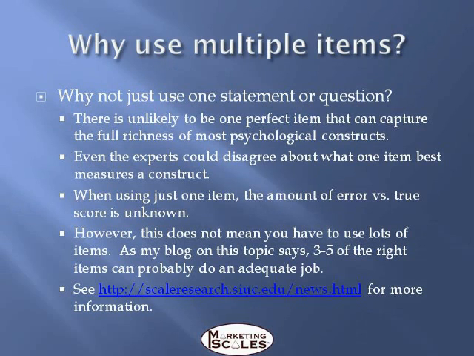Before I start talking much about reliability and validity, the first thing I need to talk about is why use multiple items in a scale. Why not just use one question or one statement? Well, I can't go into great detail here, but what I can say is this. There's no one perfect way to measure many or most psychological constructs. Experts can even agree about what one way might be used. Also, if you just use one measure, how do you know how much of that measure is error and how much of it's measuring what you really want to measure?